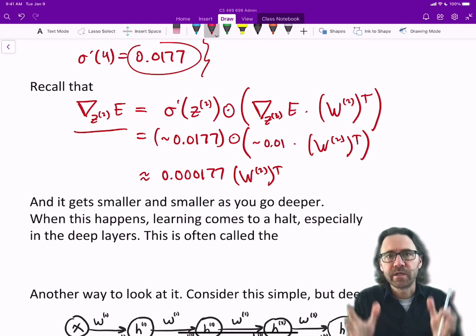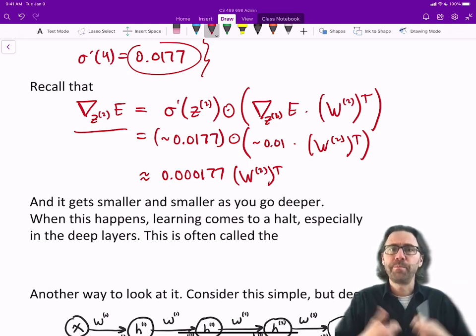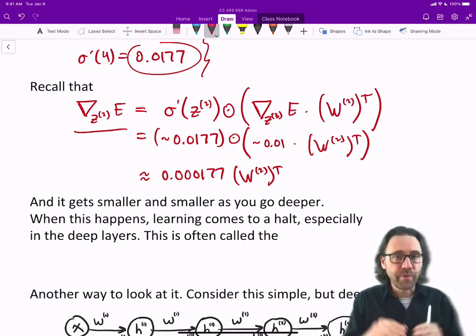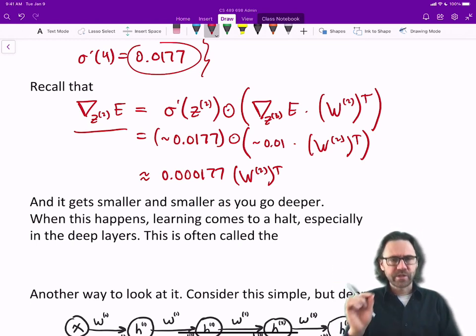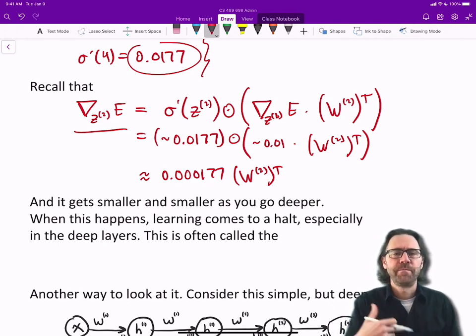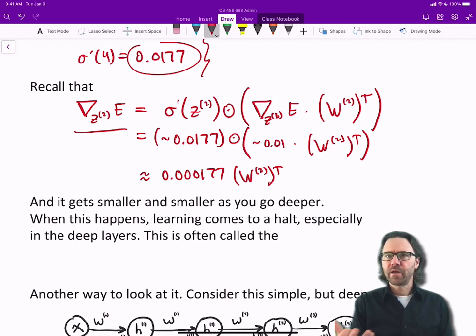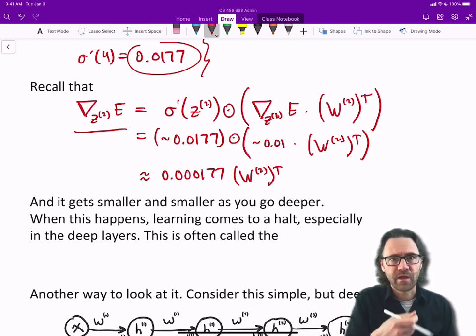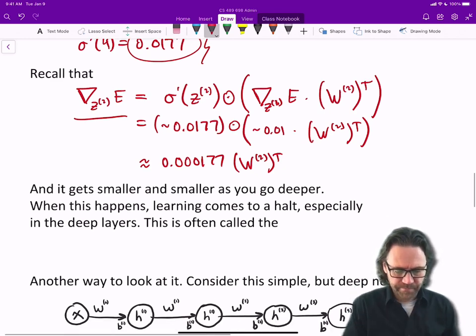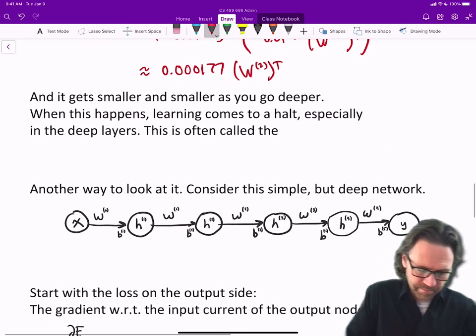And this is just because the input currents were big enough that we were out in these wings, out in the flat parts of the sigmoid function. So this gradient gets smaller and smaller as you go deeper into the network. When this happens, learning comes to a halt. Learning comes to a halt because the gradients are so small that the updates to the connection weights and biases are tiny. And this gets even worse the deeper you go in your network. So this is called the vanishing gradient problem.